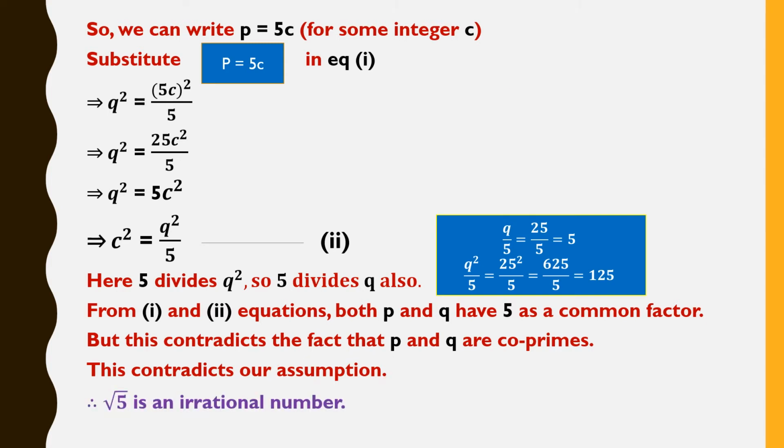If I gave root 7, then it is also easy to prove that, right? Here you should put 7c. Here you'll get q square by 7, and there you'll get p square by 7. Same steps you should write. 7 divides q square, 7 divides q also. Since p and q have 7 as a common factor, the assumption is wrong, so it is an irrational number. Clear, children? So this is one type of problem for 4 marks. Now I'll give one more problem. First we'll go through the example, then we'll go with the exercise problem.